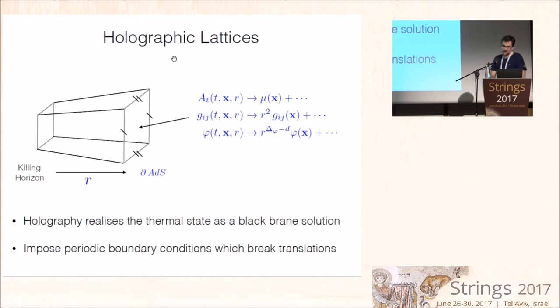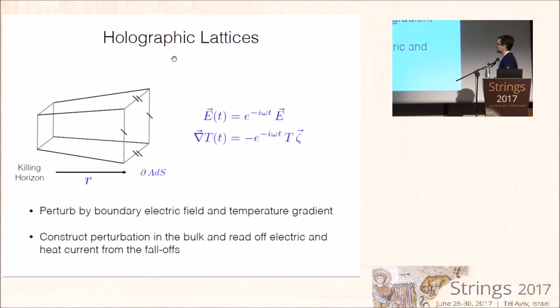And after you find such solutions, you also want to now test its transport properties. You introduce electric fields and temperature gradients on the boundary of AdS, and you read off the response currents basically by just looking at the fall-off of your bulk fields. Right? And in this way, you can really extract the transport coefficients from holography.